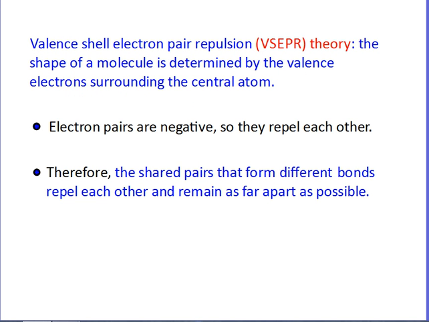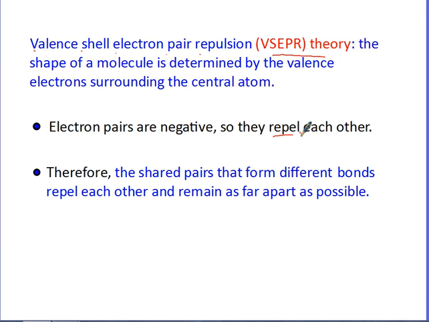We use it with this thing called VSEPR theory, which stands for valence shell electron pair repulsion theory. Basically, it helps us to find the shape of a molecule by figuring out the valence electrons around the central atom. We know that electrons will repel each other. They're all negative. They don't like to be near each other. They're going to try to be as far apart as possible.